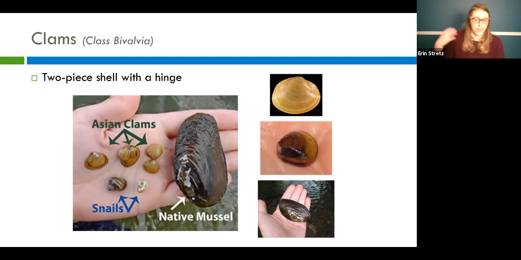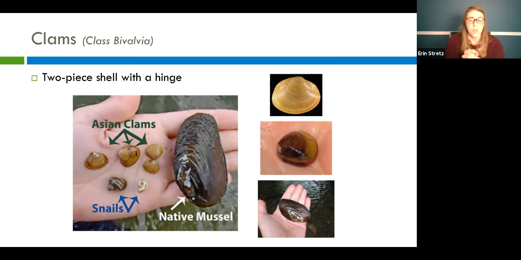Clam or mussel. Really important thing to remember, a clam or mussel has two parts. It has two pieces to its shell with a hinge at the back. So this is one where you want to make sure that there's soft tissue inside this organism. You don't have to break it open or anything to look inside. If it's still shut closed, then it's alive and you would count it as a specimen.